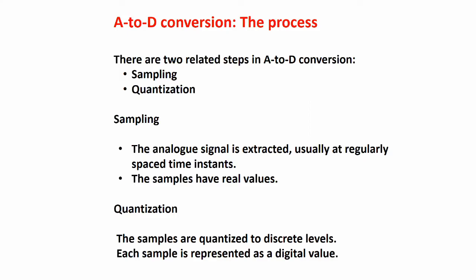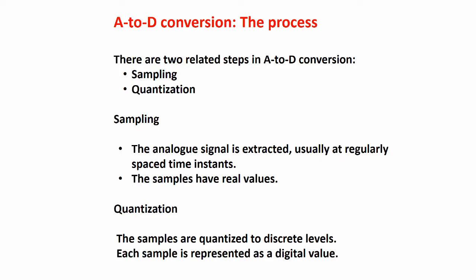Now let us see what is the process of this analog to digital conversion. Okay, so there are two related steps in analog to digital converter. One is sampling. What is sampling? That we take the sample after a particular sampling period or sampling interval. And what is quantization? Quantization is taking out a subset from a particular step. Mathematically we can call it.